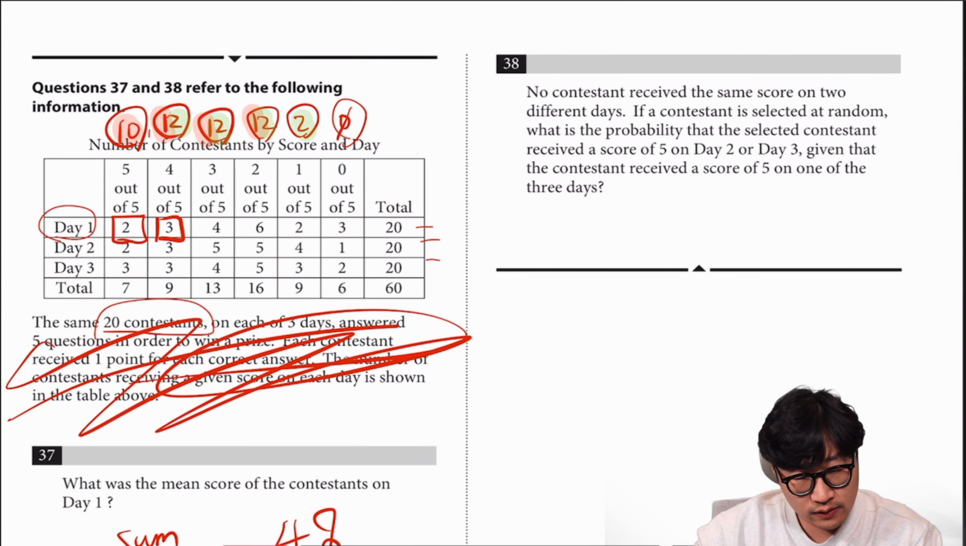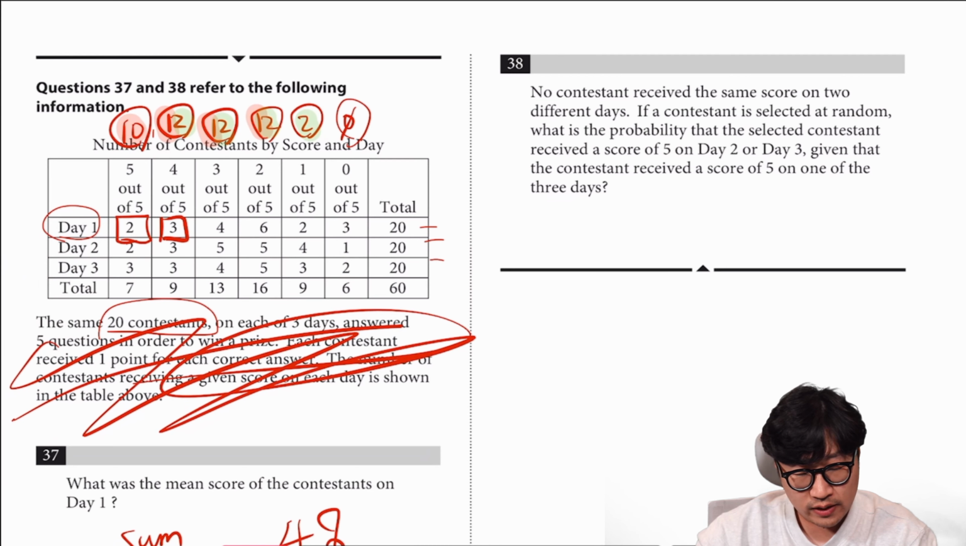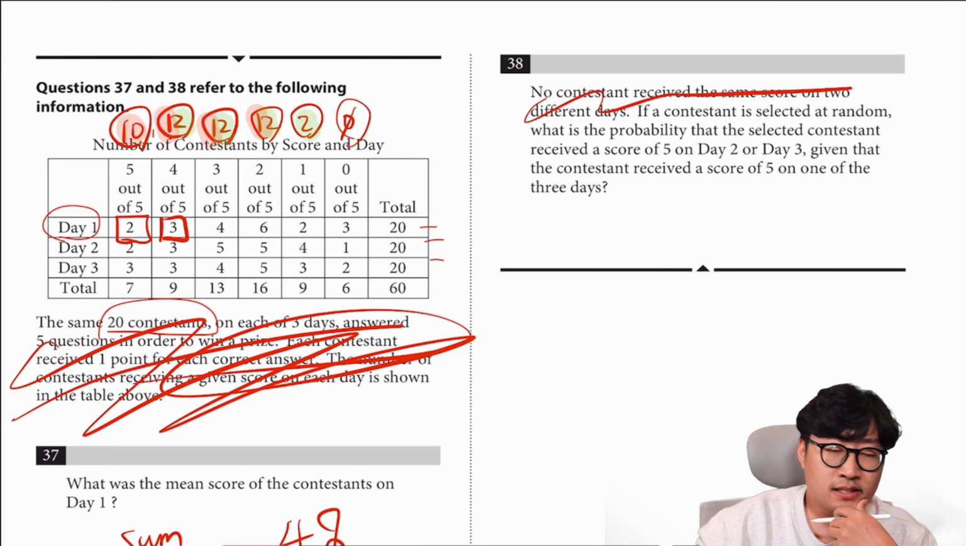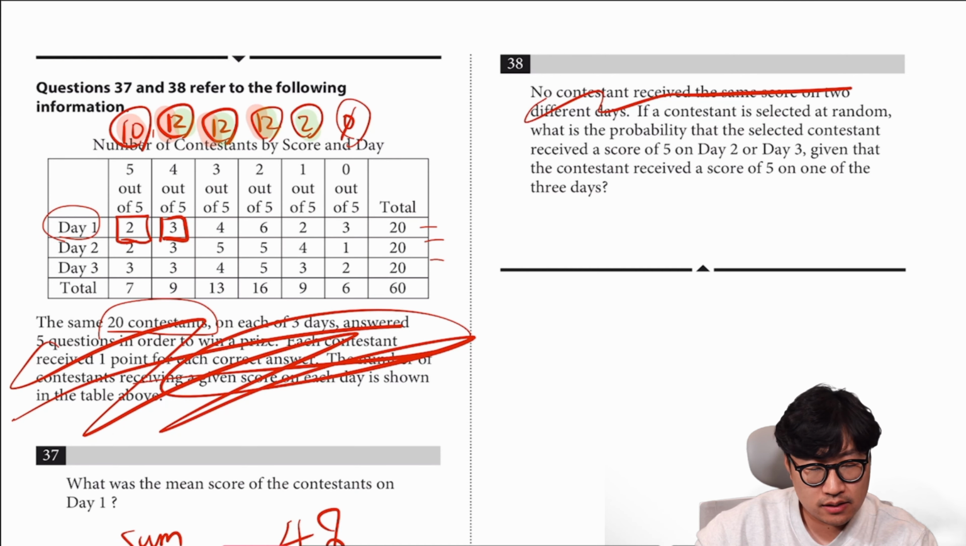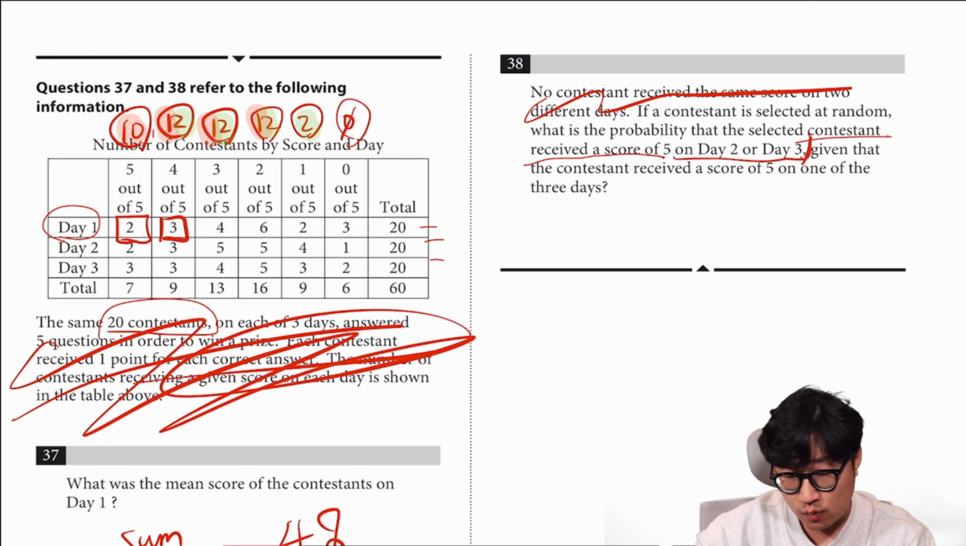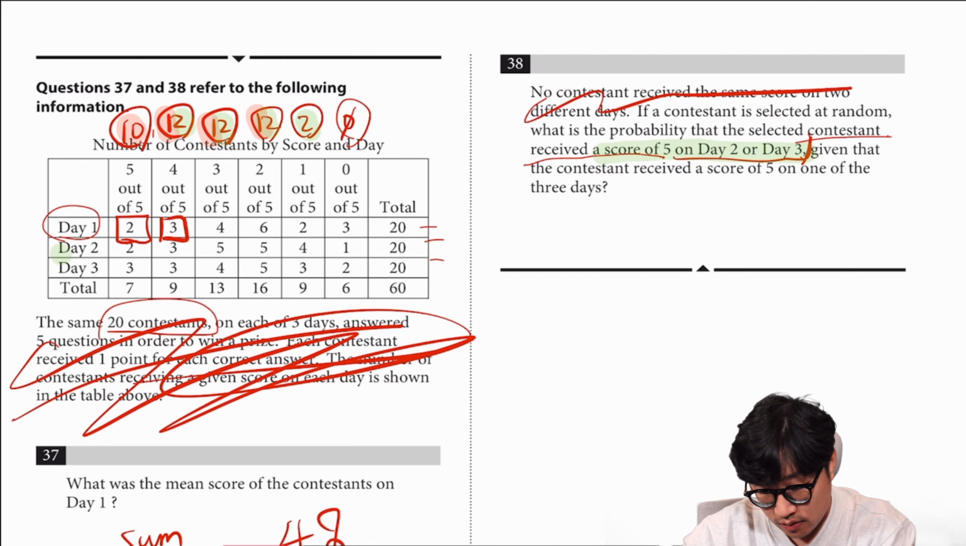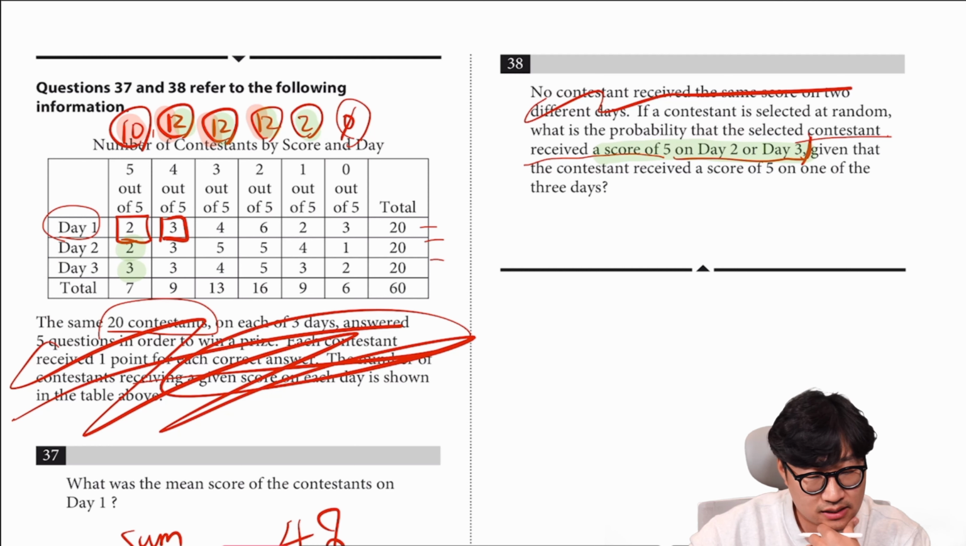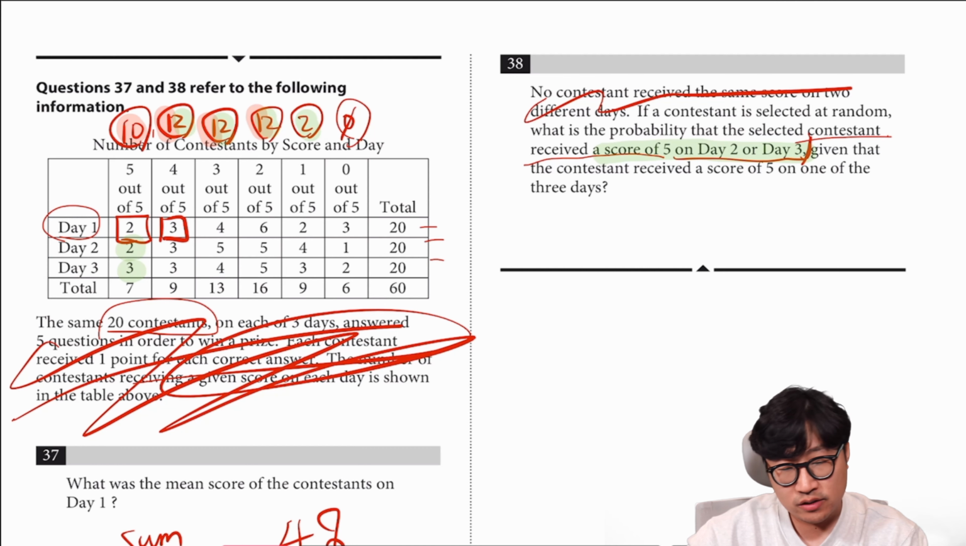No contestant received the same score on 2 different days. Okay. If a contestant is selected at random, what is the probability that the selected contestant received a score of 5 on day 2 or day 3? Stop. So what we want is a score of 5 on day 2 or day 3. So basically day 2 or day 3 score 5. So that would be that 2 and that 3. Okay. Given that the contestant received a score of 5 on one of these 3 days.